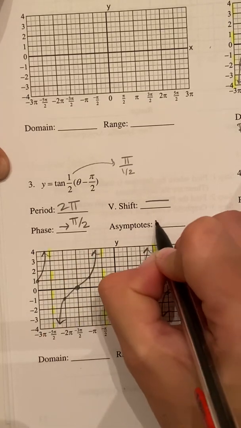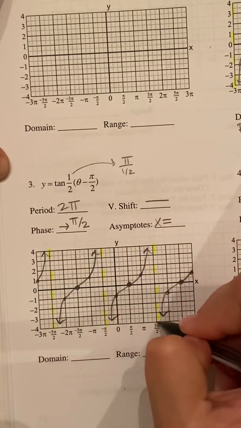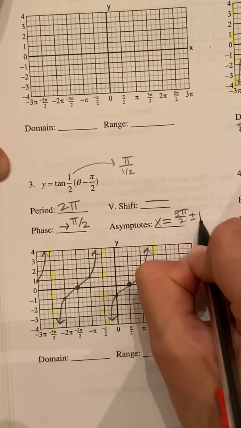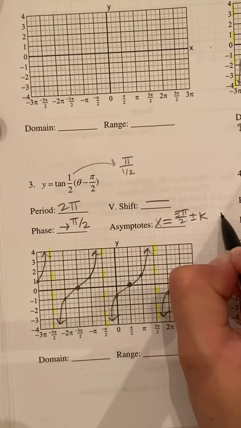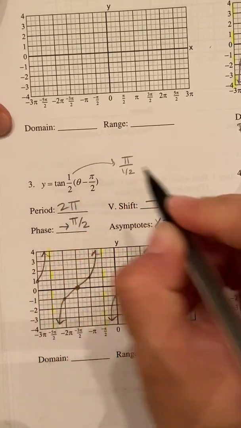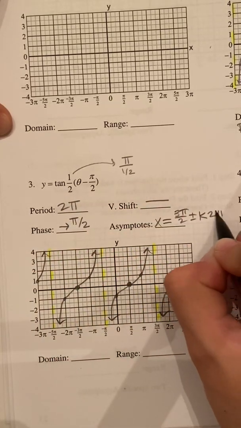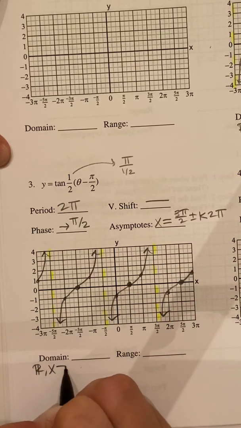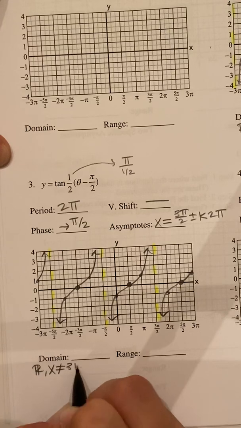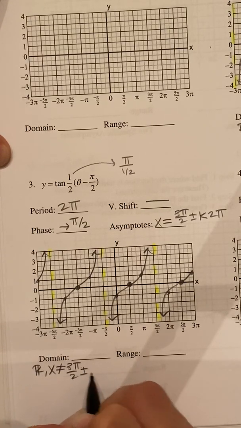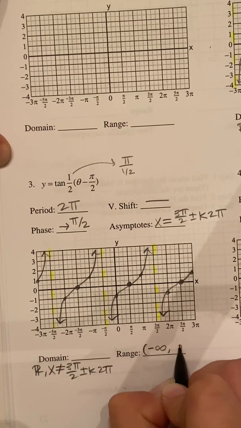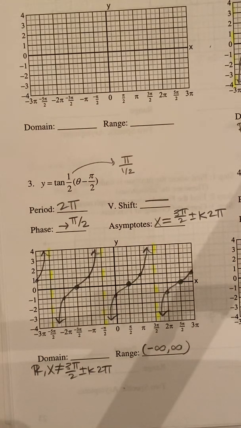So my asymptote, x equals, pick one, 3 pi over 2, plus or minus k. Normally we put pi because that's the period, but our period now is 2 pi. Same thing for domain. And range is still all real numbers. Okay, let's do one more and then you're on your own.